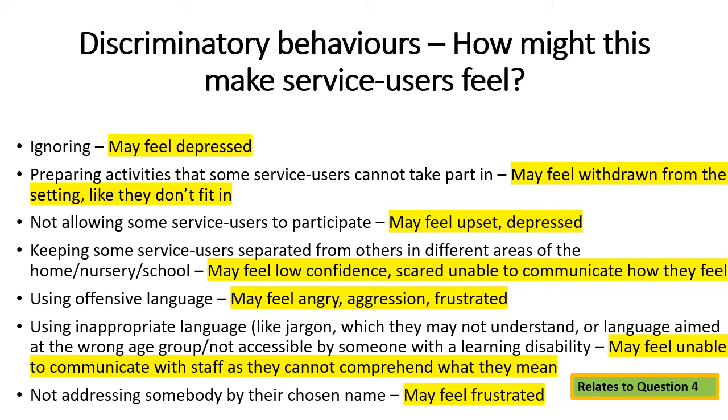Using offensive language can make somebody feel angry, it can cause aggression, and it can cause people to be frustrated. Using inappropriate language like jargon, and aiming it at the wrong age group, it's not age appropriate language. They may feel unable to communicate with the staff, as they can't comprehend what they mean. They're not understanding what you're saying to them, because it's either jargon or it's not age appropriate for them to understand. Not addressing somebody by their chosen name may make them feel frustrated.